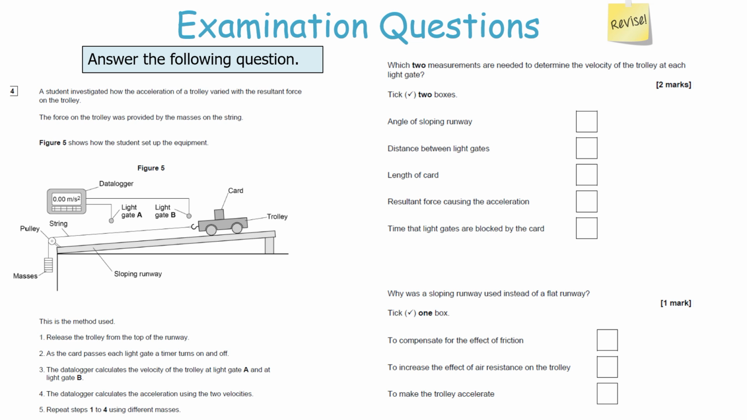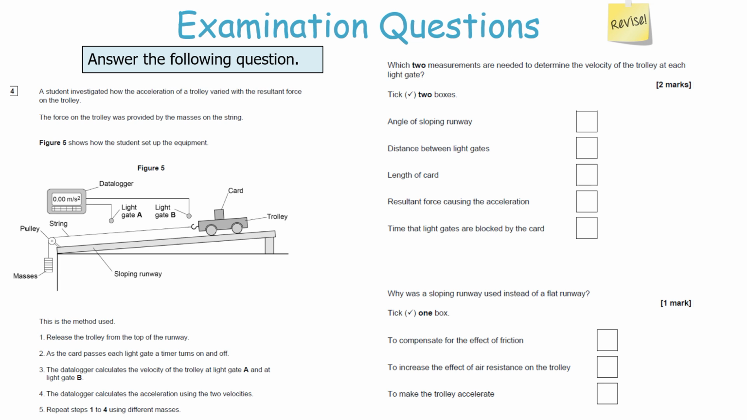Release the trolley from the top of the runway. As the card passed each light gate, a timer turned on and off. The data logger calculates the velocity of the trolley at light gate A and at light gate B. The data logger calculates the acceleration using the two velocities. Repeat steps 1 to 4 using different masses.